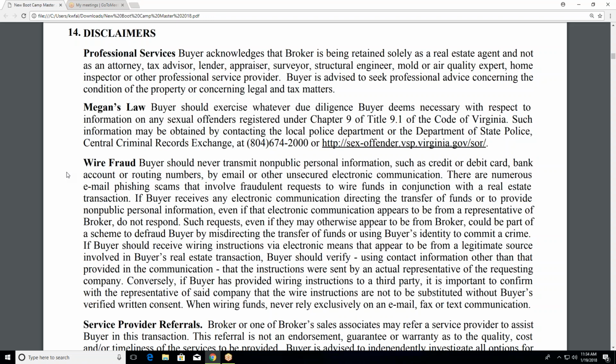Same with service provider referrals, just like with the other thing up top with professional services. Broker or one of broker's sales associates may refer service providers to assist the buyer in transactions. This referral is not an endorsement, a guarantee, or warranty as to the quality, cost, and/or timeliness of the services to be provided. Buyer is advised to independently investigate all options for the service providers and consider whether any service provider will work effectively with the buyer. Buyer is free to reject any referred service provider for any reason.